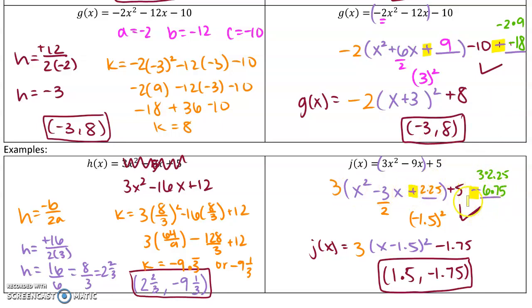Positive, negative. When you combine it, gets you to a k value of negative 1.75. So this would be our vertex. Okay, hope that helps.